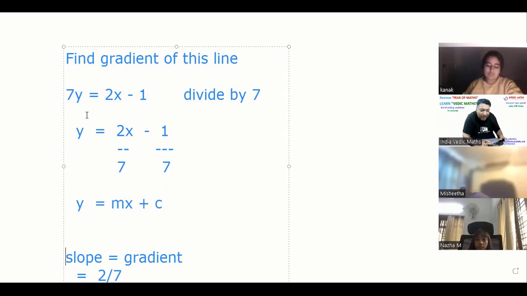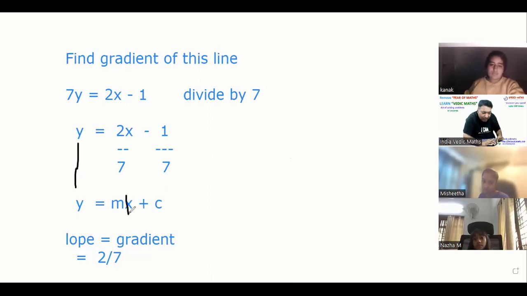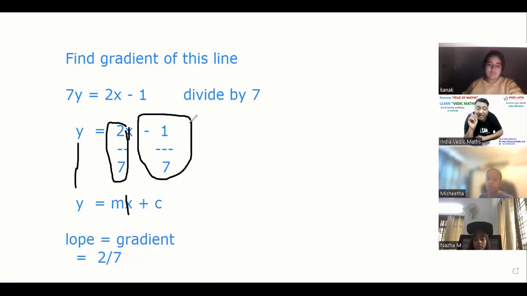So now if you compare this with the standard equation, you will say, sir, y is the same, x. So what is m? That is why she said m is 2 by 7. And what is c here, guys? Minus 1 by 7. Got it, Vedant? c is negative 1 by 7. Slope is 2 by 7.